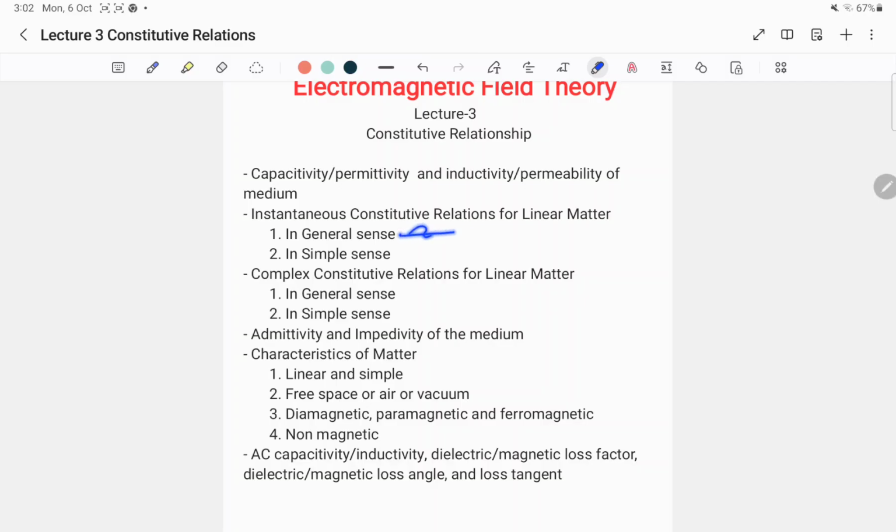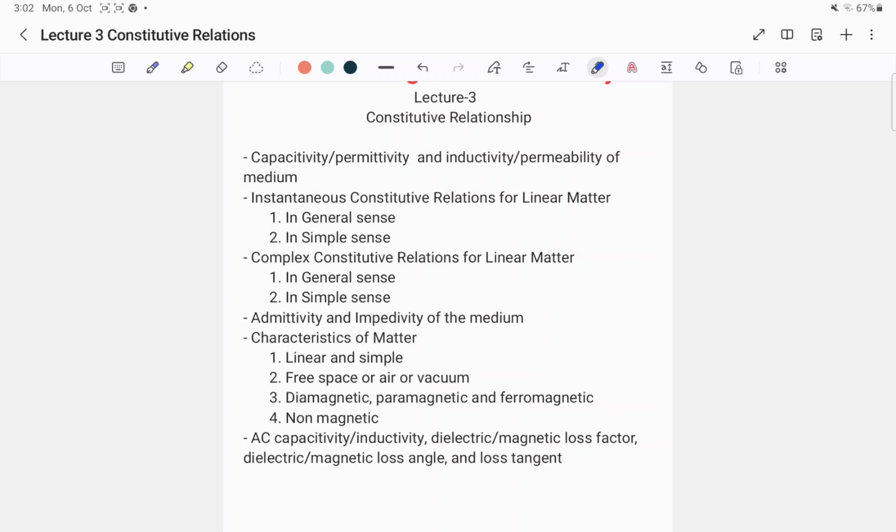But in general sense, the relationship is not so simple, it is a complex relationship. So I am going to break that myth that the constitutive relationships are simple. Yes, of course it is simple, but for a very special case, and we are going to see that. So let's start this lecture.